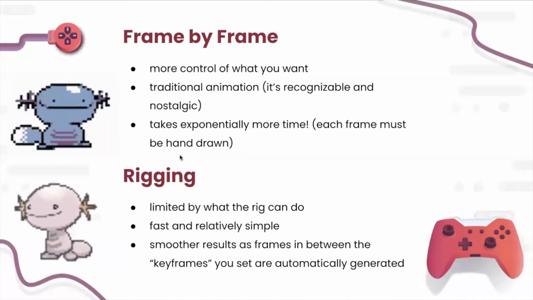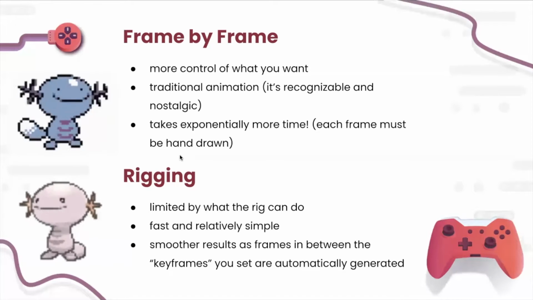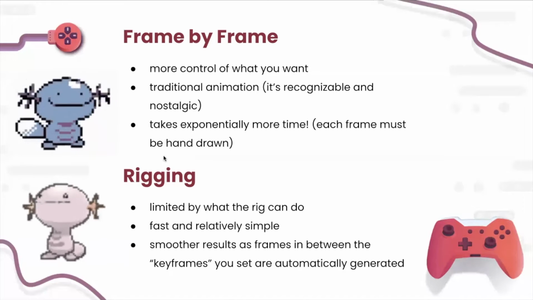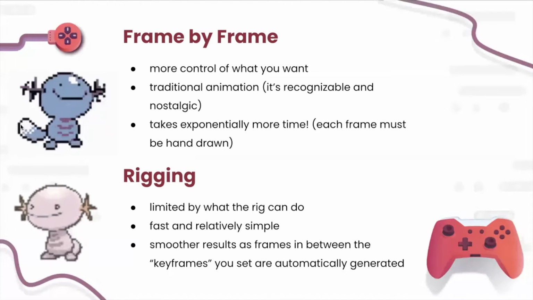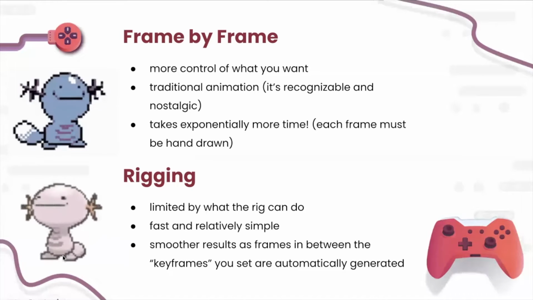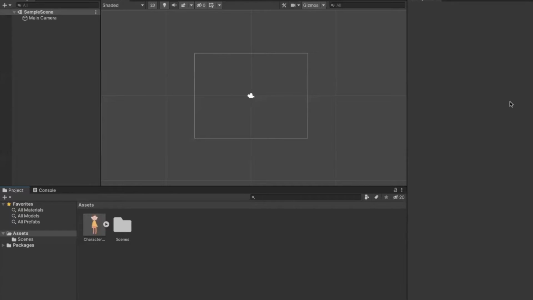So on the left here, you can see a frame by frame whooper and a rigged whooper. The frame by frame whooper has a more dramatic bounce to it, and then the rigged whooper's movements are a lot smoother. So now we can actually move forward and get started with the 2D animation rigging in Unity.